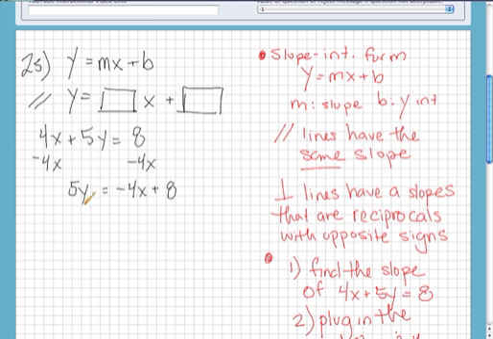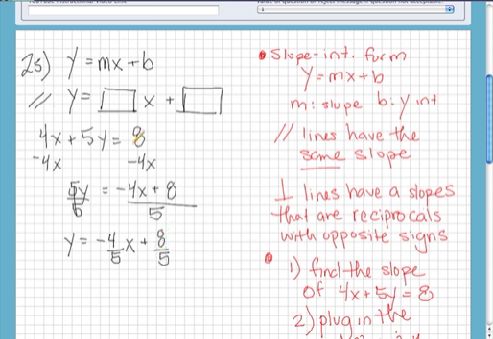Again, we want to have y alone, so we're going to divide both sides by 5. And we'll have y on the left-hand side because the 5's will cancel. We can distribute a denominator to both of the terms on the top. We can't do that with numerators, but we can with denominators. So the 5 is going to distribute to both terms. So we'll have negative 4 over 5, let's not forget that x, plus 8 over 5.